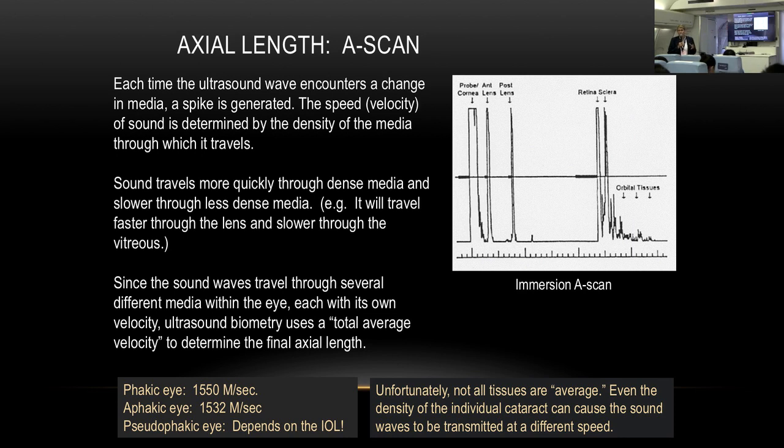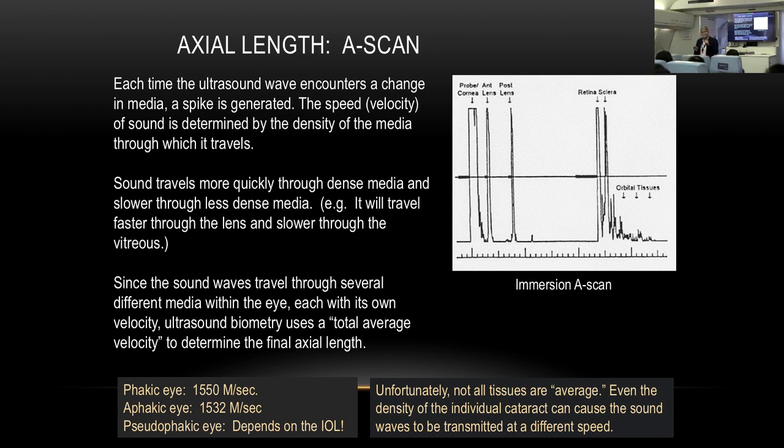Sound waves travel more quickly through solid materials than they do for gas, for example. And when it comes to the eye, sound waves are going to travel more quickly through a dense cataract than they are through vitreous. So each structure within the eye has a different sound velocity. That is, the sound waves travel at a different speed through each structure.